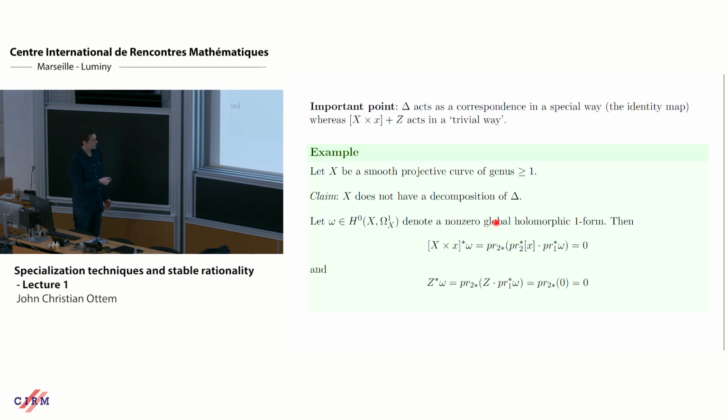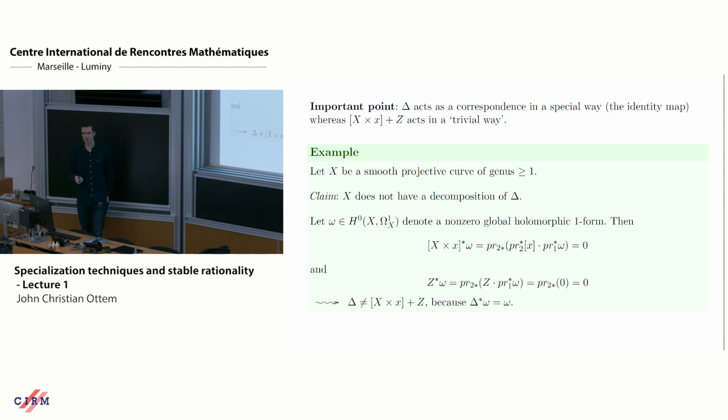And the same thing happens with the Z here, because we assume that Z does not dominate the first projection, and that means that Z maps to a point. So Z is also a fiber, or a union of fibers. So when you do this computation here, you also just map to 0. But that means that you cannot have an equality, the diagonal cannot be this, because the diagonal acts as the identity map.